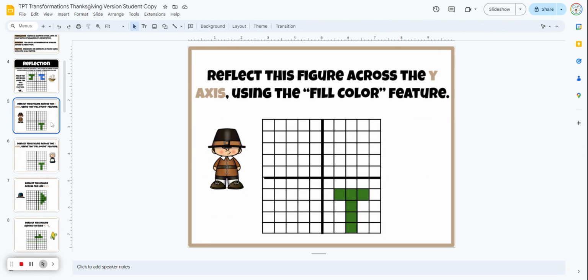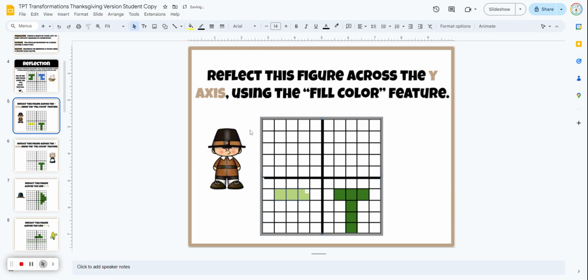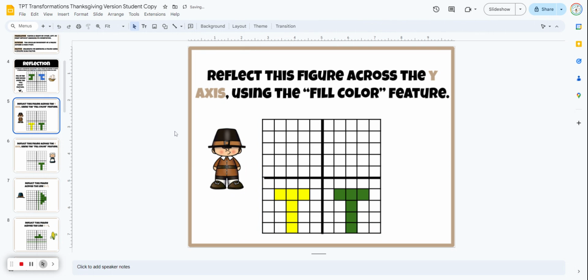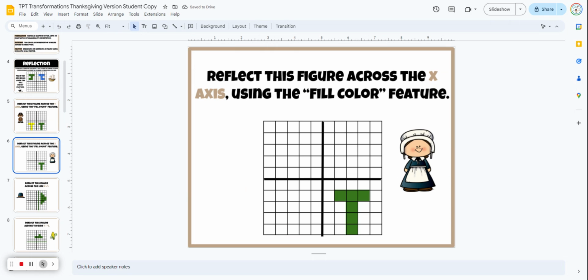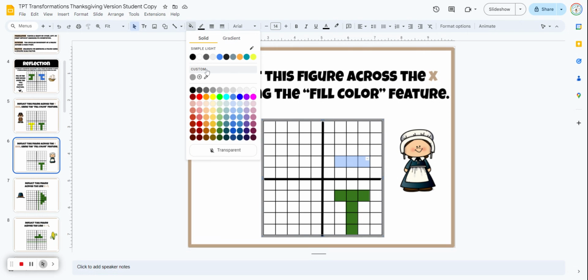The next slide is also a reflection across the y-axis, but this time a different shape. So this one again, they're going to click and hold. And they can choose a different color if they like. So it's a mirror image across the y-axis. Now the next one is the same shape, but this time they're going to be showing reflection across the x-axis. So this one's going to go straight up.